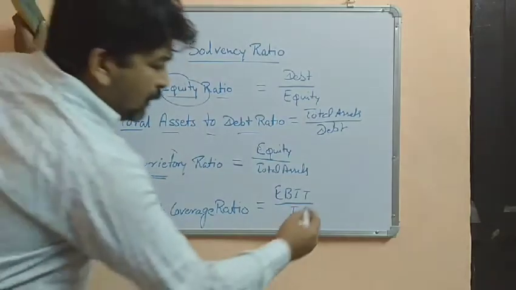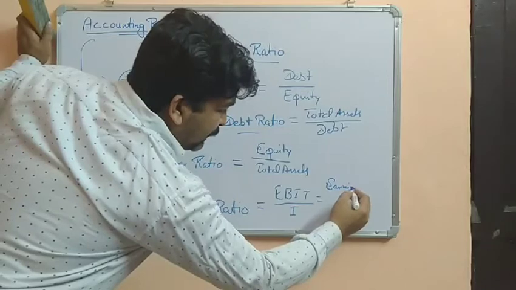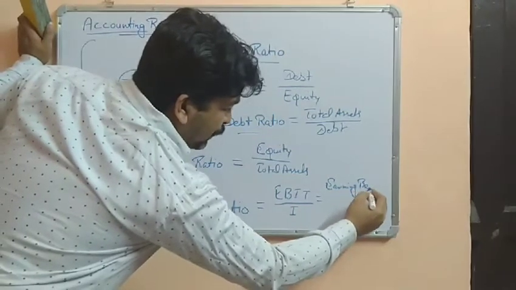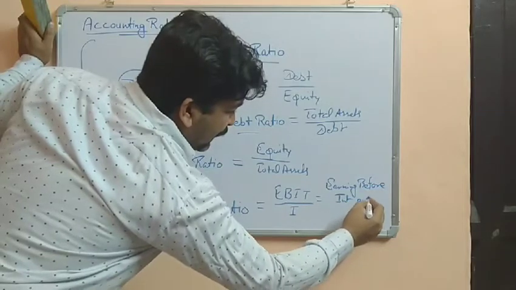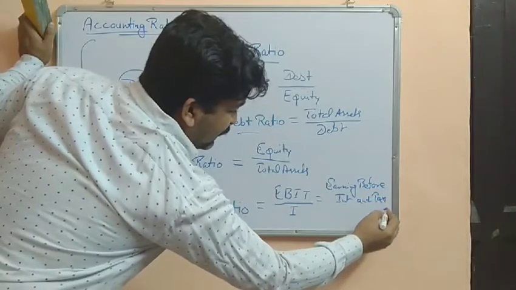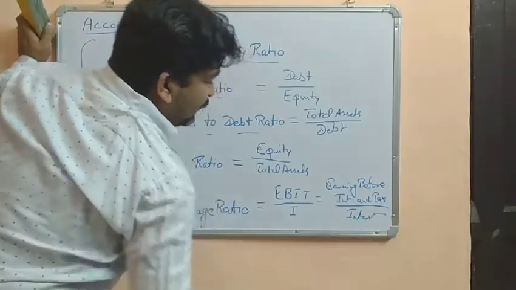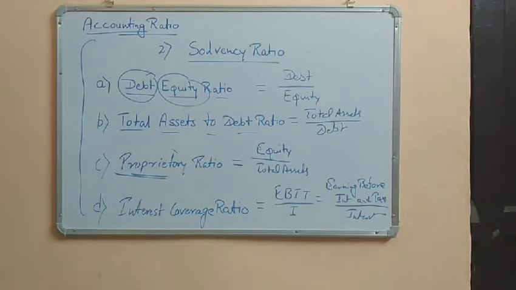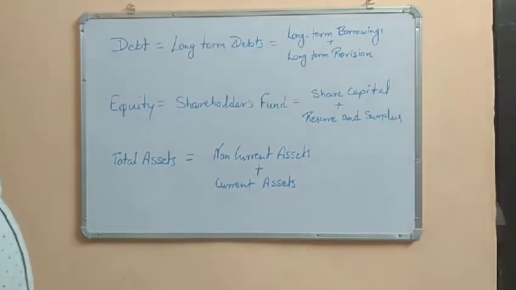What is this? This is earning before interest and tax divided by interest. So these are the particulars which are included in solvency ratio. There are four. Once again you can see that. Let us understand the particulars which are in that formula.